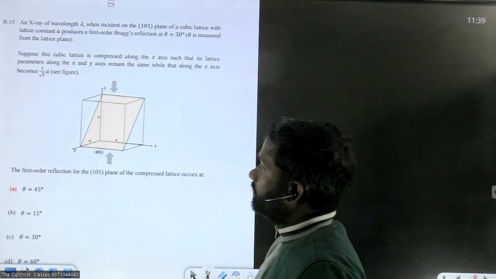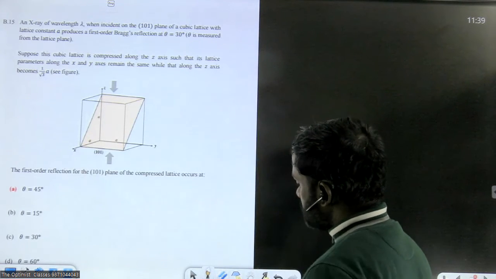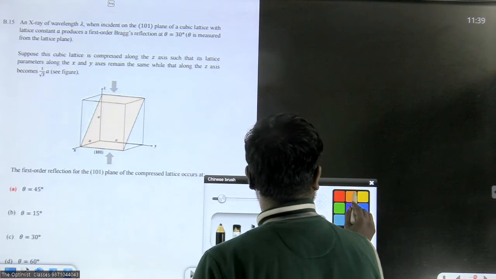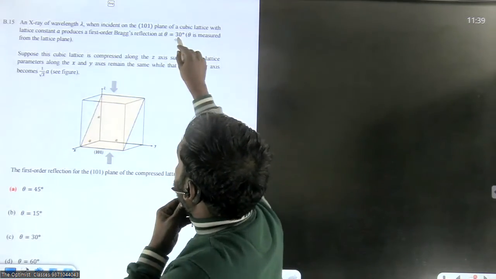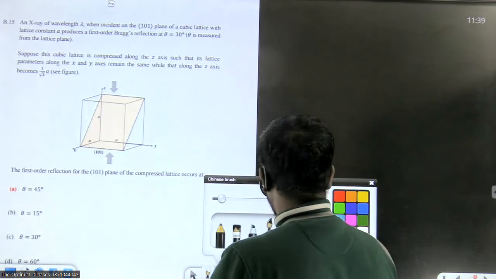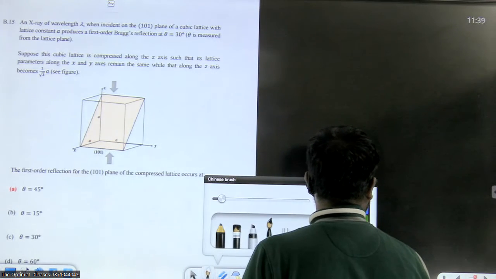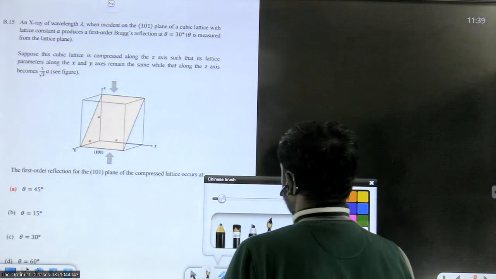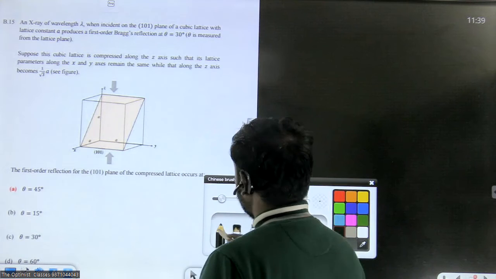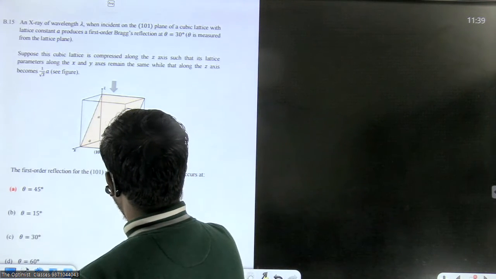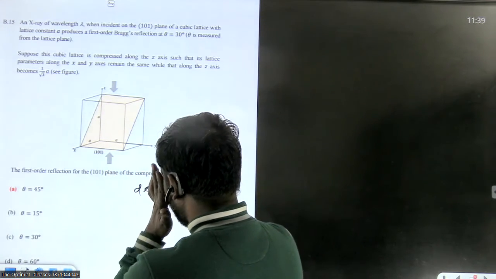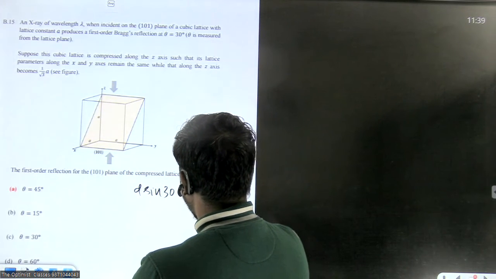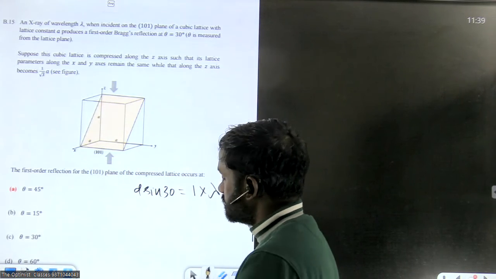Now this one is a question from solid state physics. It says here first order Bragg reflection is being observed at 30°. So here, if you write d sin 30 is equal to n lambda, first order diffraction, so n is 1 and lambda. Call it the first equation.